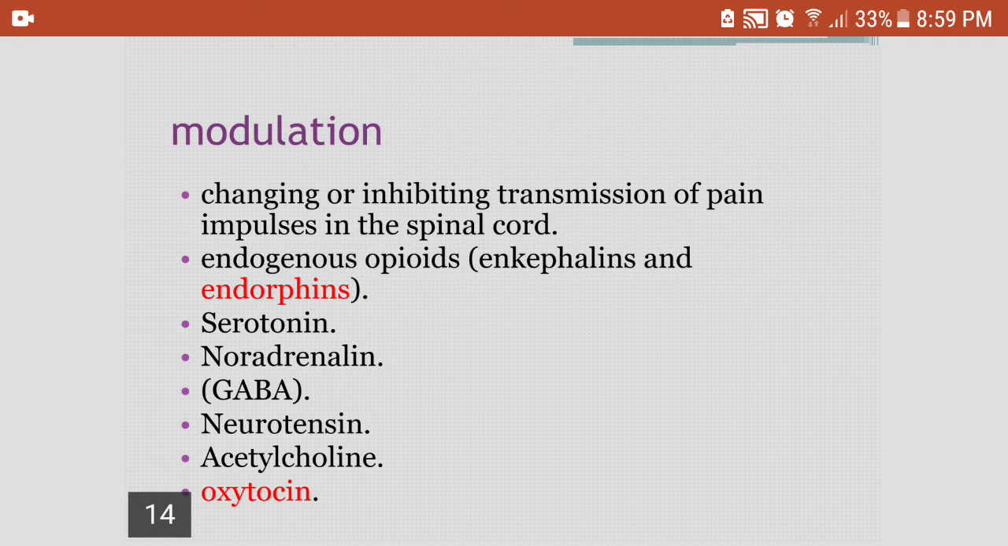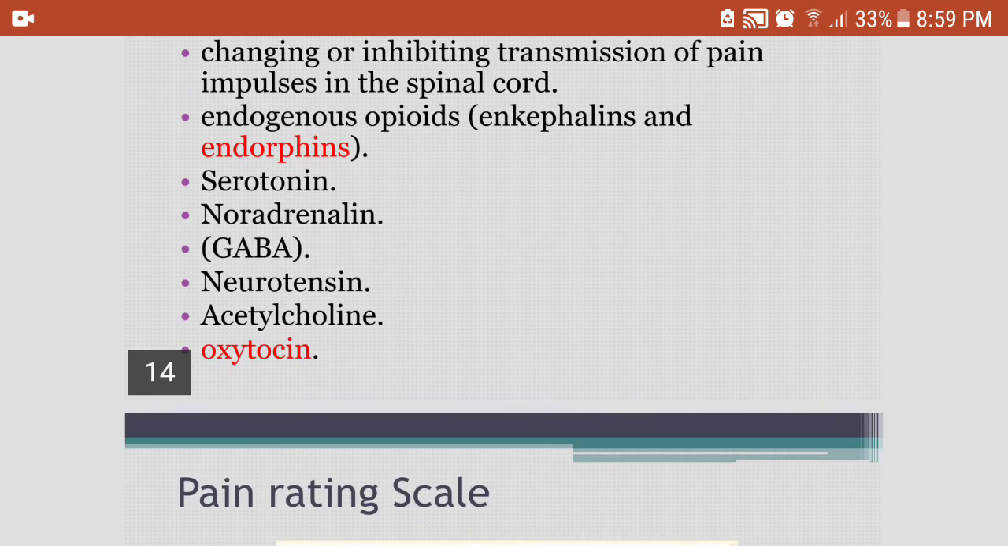However, modulation is the good side of the pain pathway. Examples of modulation are the release of endorphins, especially after a workout, the release of serotonin, and the release of oxytocin, which is after labor.